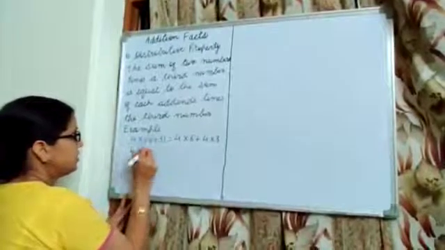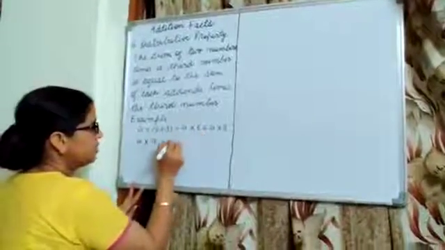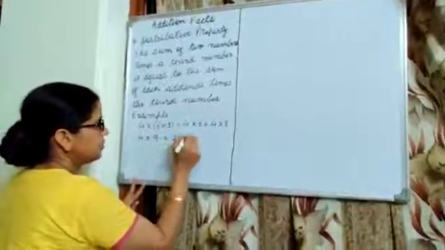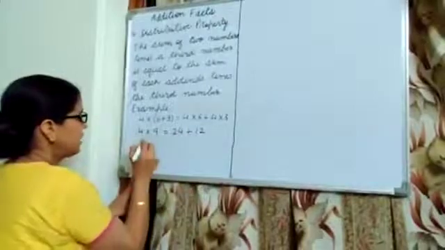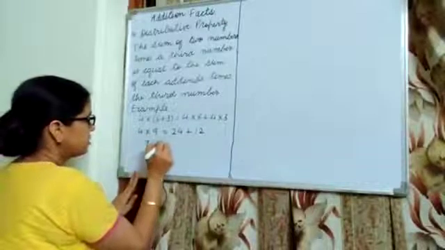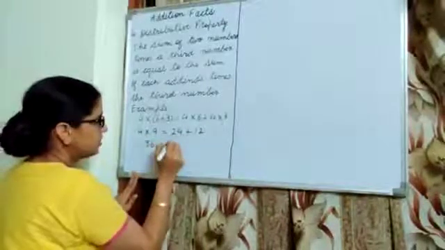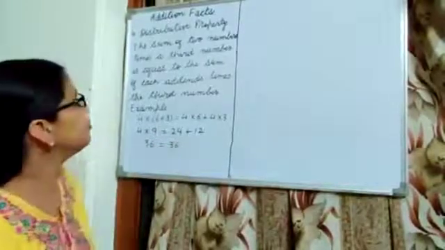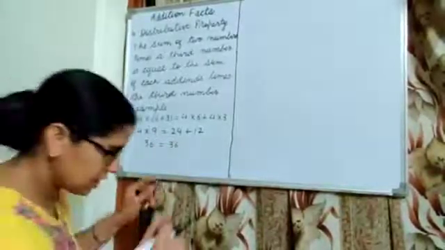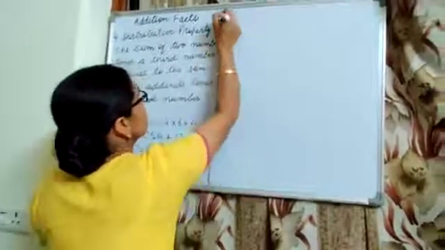6 plus 3 is 9. 4 6s are 24. 4 3s are 12. 4 9s are 36. 24 plus 12 is 36. This is called the distributive property. Next property is successor.